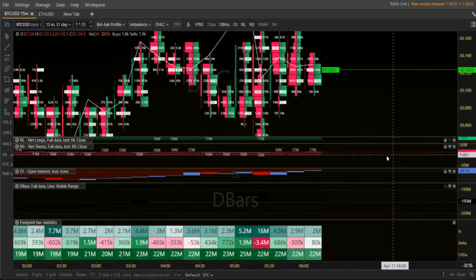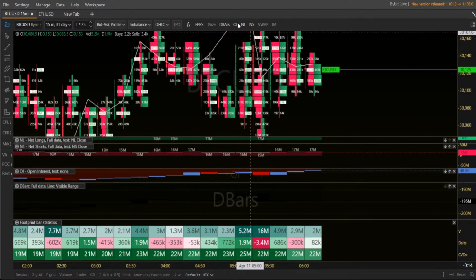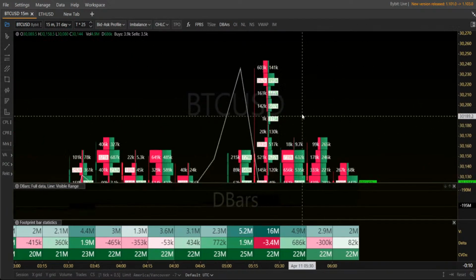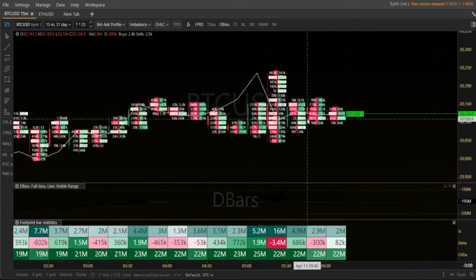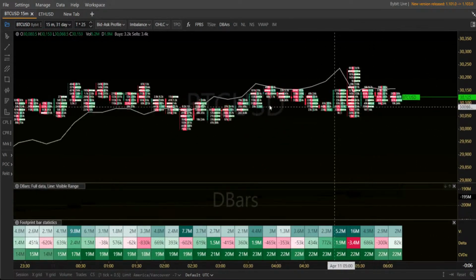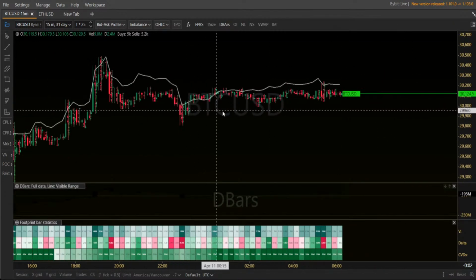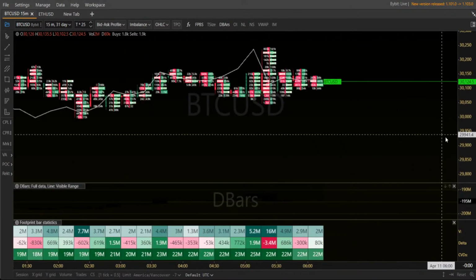Here, let's expand this a little bit. I'll just turn these off. This is the CVD line like we were looking at on Coinalyze, but it's just overlaid over the chart.